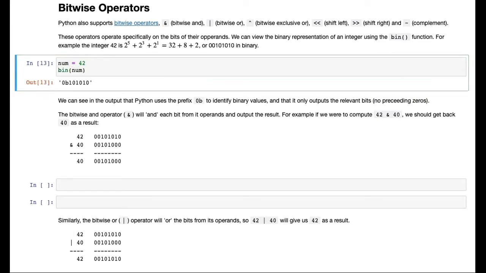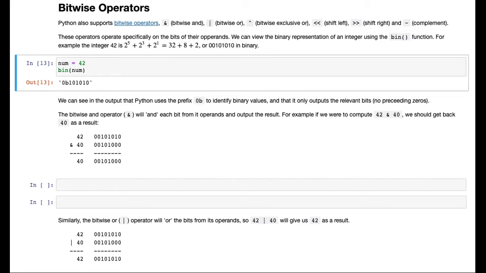The output of this function is a string, beginning with the prefix 0b, indicating that the value that follows will be a binary representation. Those bits will be listed from left to right, with the highest order bits on the left and the lowest order bits on the right. So for our example 42, if we were to start from the right-hand side, we would have 0 times 2 to the 0, plus 1 times 2 to the 1, plus 0 times 2 squared, plus 1 times 2 cubed, plus 0 times 2 to the 4th, plus 1 times 2 to the 5th. And of course, we can see the expansion up here in the text as well.